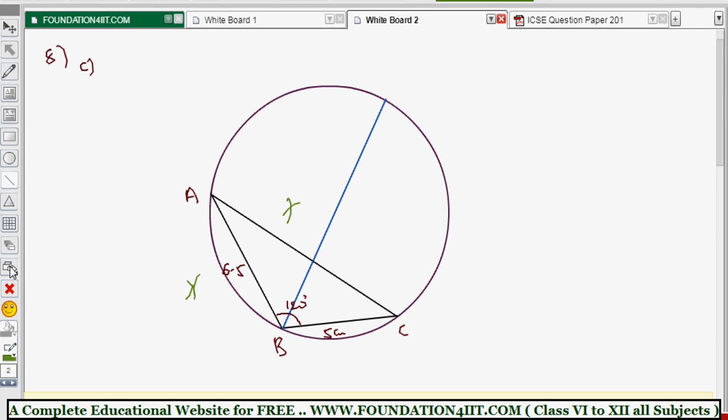Just erase this. AB and BC. The AB side we need to bisect, at the same time BC also we need to bisect. So where the two lines join, there is the center O. From here we can draw the circle so that it touches A, B, C.